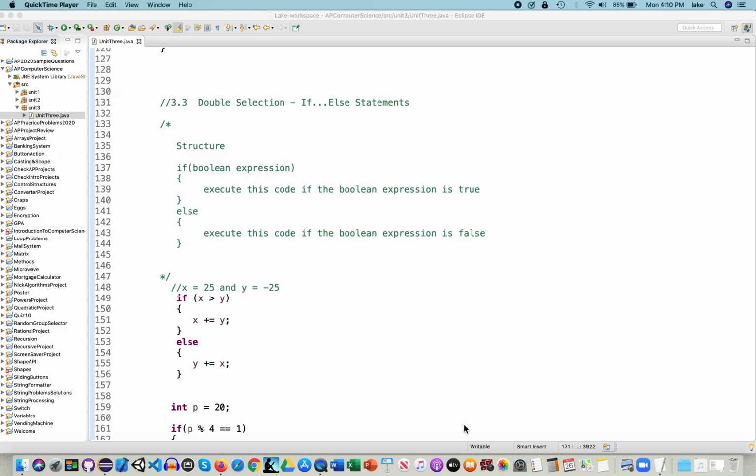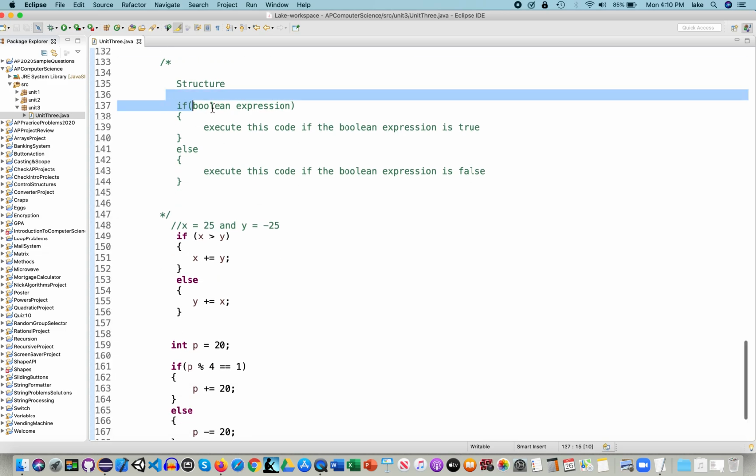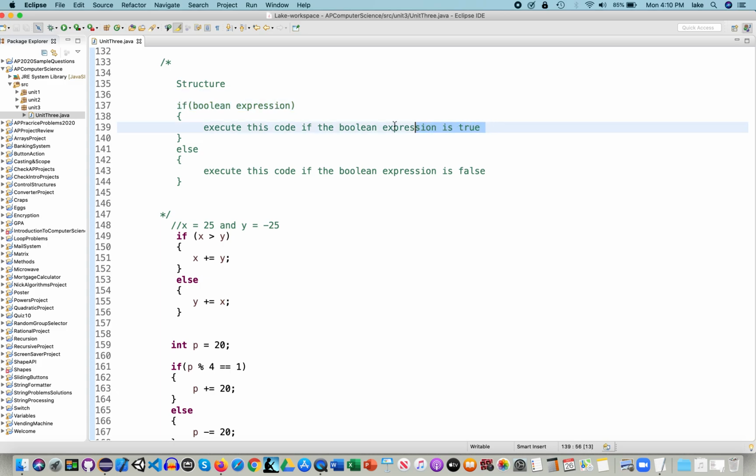Unit 3.3, double selection. So we're going to take a look at the if-else statement. This is the structure here. If a condition is true, run the code inside the if block. If it's not true, that's the else, run the code inside the else. So we have a double selection. We have either to select this or this.